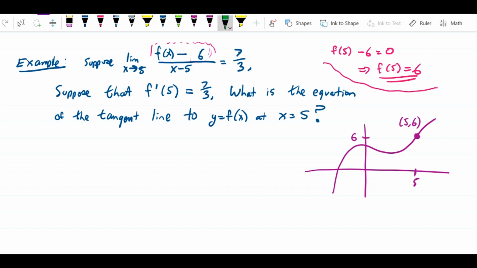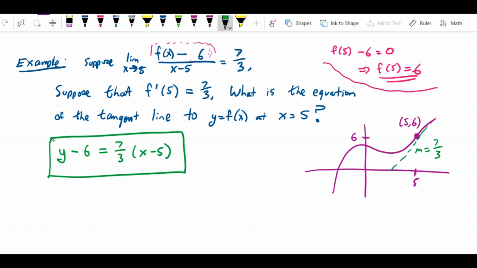What we also know is that f prime of 5 is equal to 7 thirds, which means the slope of the tangent line is equal to 7 thirds. So there we go. We've completely described the tangent line by its slope and by its point, giving us y minus 6 is equal to 7 thirds times x minus 5.